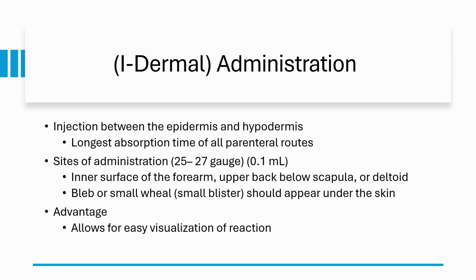The needle gauge is typically between 25 to 27 in gauge, and the volume administered is usually 0.1 mL or less. When the injection is given, a small wheal or a bleb may form, which resembles a small blister just under the skin. The advantage to using this route is that it allows for easy visualization of a reaction when we're checking for allergies, or a positive result when we're using it for diagnostic testing.